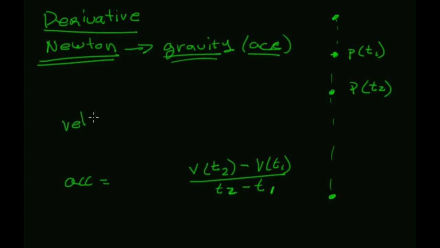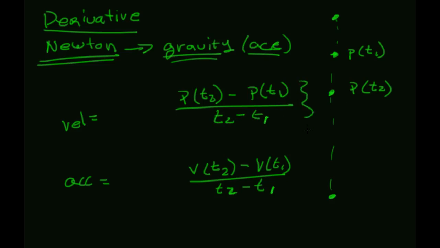But velocity can't be observed either, so you need to derive that from position. So you take the position at time 2, you subtract the position at time 1, and then you look at the difference between the two times. So these are basically like the slope formula, right? It's y2 minus y1 over x2 minus x1, and this is where you get this Newtonian difference, okay?